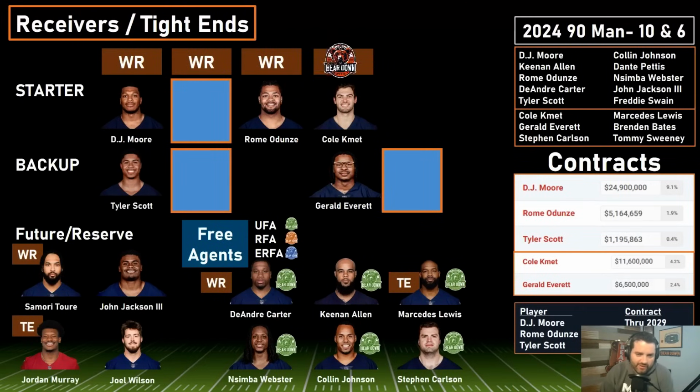Could we cut Gerald Everett? That's tight end. Let's not focus there right now. But here's your unrestricted free agents. You got DeAndre Carter, Keenan Allen, Simba Webster, and Colin Johnson. Some of those are options to come back in future reserve. We got Samari Torrey and John Jackson.